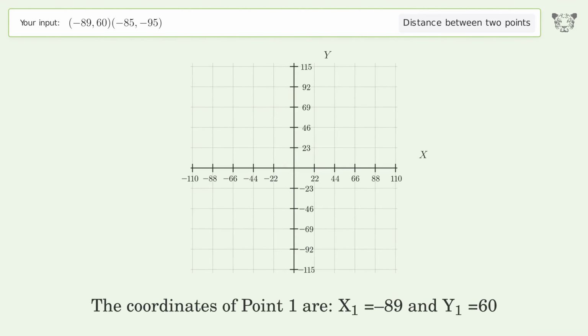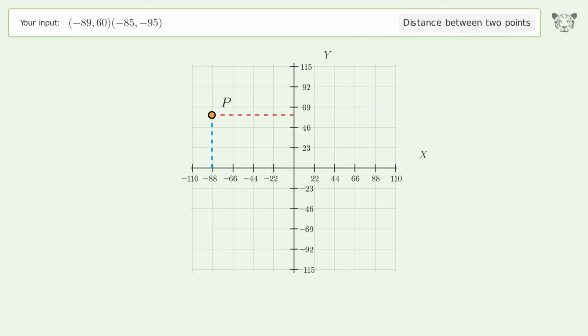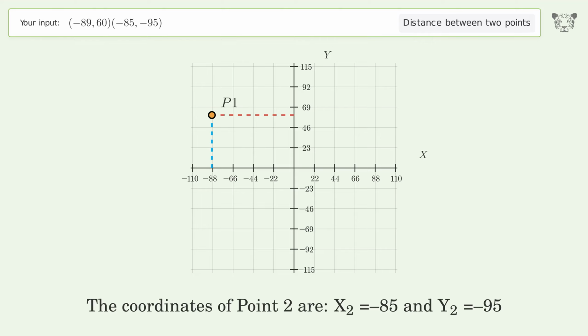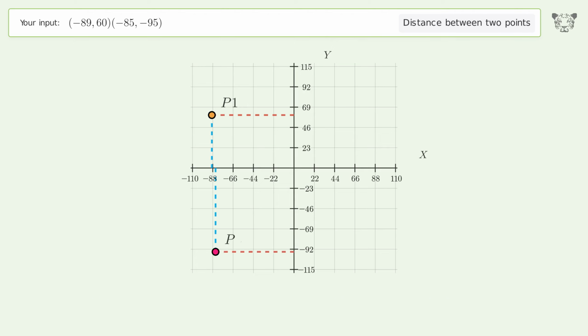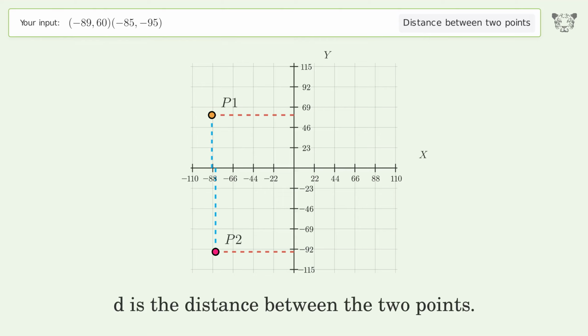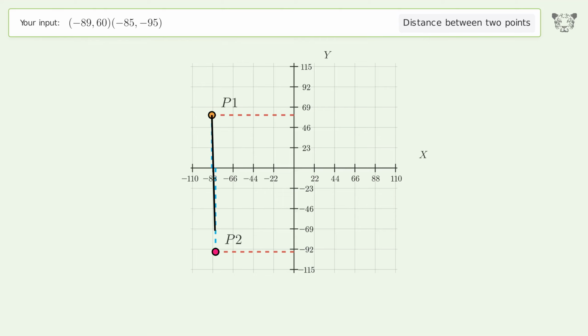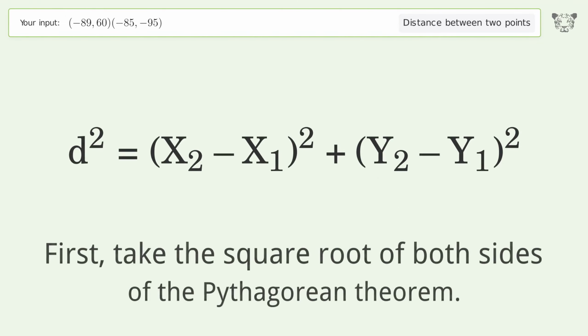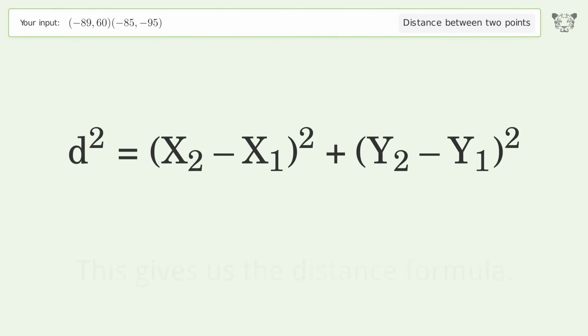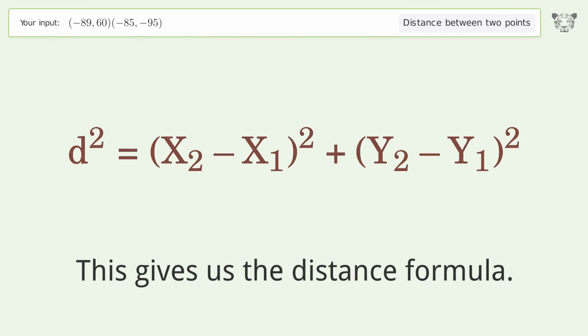The coordinates of point 1 are x1 equals negative 89 and y1 equals 60. The coordinates of point 2 are x2 equals negative 85 and y2 equals negative 95. D is the distance between the 2 points. First, take the square root of both sides of the Pythagorean theorem. This gives us the distance formula.